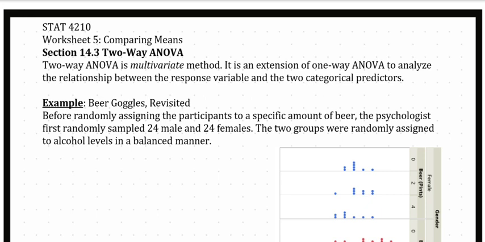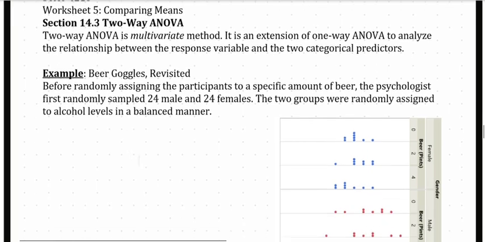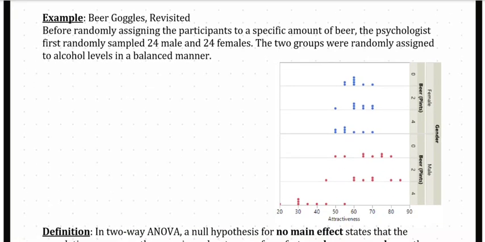So we're going to revisit the beer goggles data. Before randomly assigning the participants to a specific amount of beer, the psychologists in that study first randomly sampled 24 male and 24 female participants. The two groups were randomly assigned to alcohol levels in a balanced manner. And I should say, these were self-identified male and female participants, so this was not an observational study, or this is not based on observed genders.